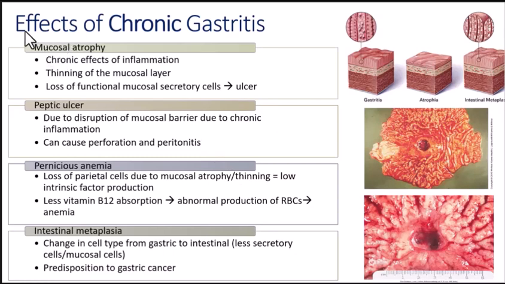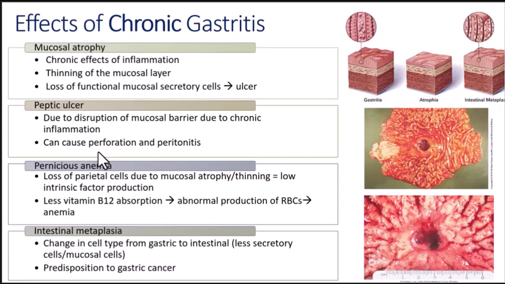Thinning of this mucous epithelial tissue means that the cells can no longer produce the same quantity of mucus that they usually do, which means we lose that protective barrier. The acidic nature of our stomach starts digesting that stomach layer, which can lead to painful sores or peptic ulcers. So peptic ulcers are due to the disruption of that normal mucosal barrier, oftentimes occurring when somebody's experiencing chronic inflammation rather than acute inflammation of the stomach.